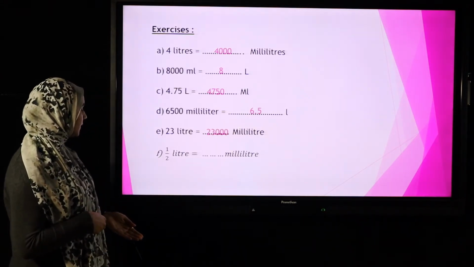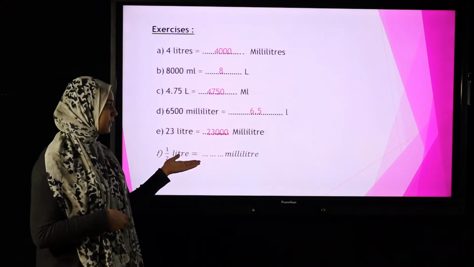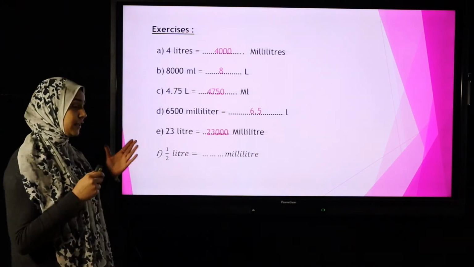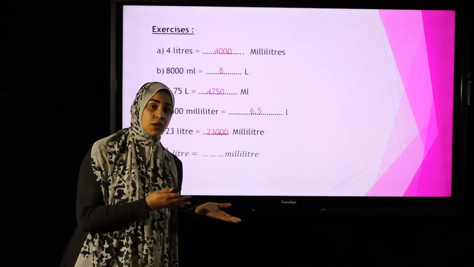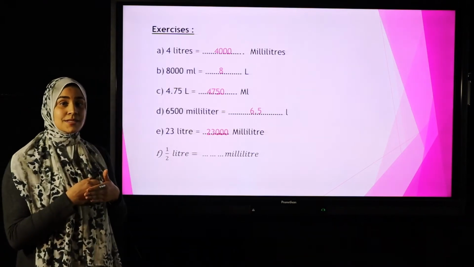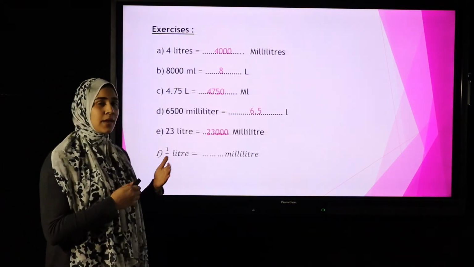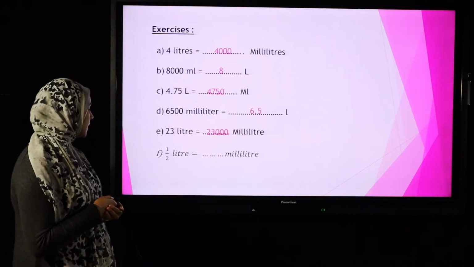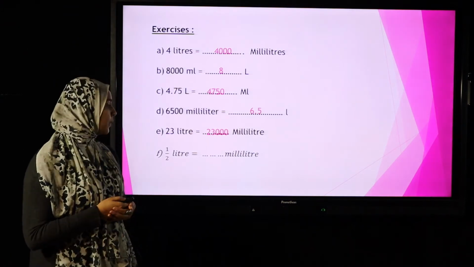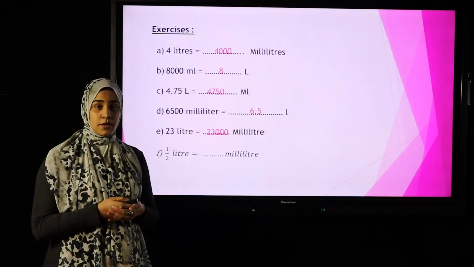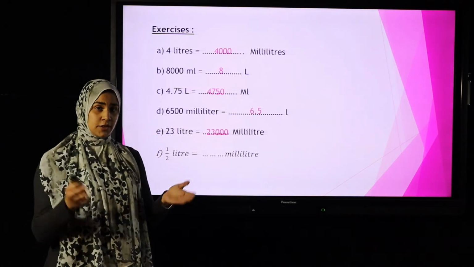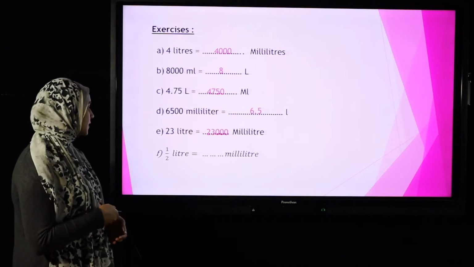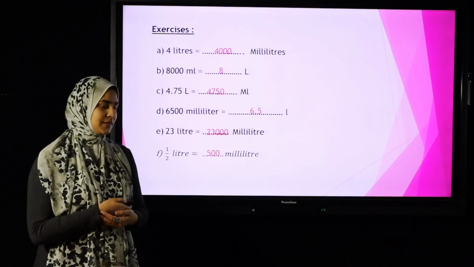Let's move on to letter E. We have 23 liters, and then we are moving to millimeter. What is the conversion going to be here? Liter is a bigger one to millimeter, which is a smaller one. So we are doing times. Yes, it's times 1,000. That's why we have 23,000 millimeters. The last one is going to be letter F. Half of a liter, we want to convert it to millimeter. We have liter, bigger unit, to a smaller unit. So of course, as we agreed, it's times. So we are going to have 500 millimeters.